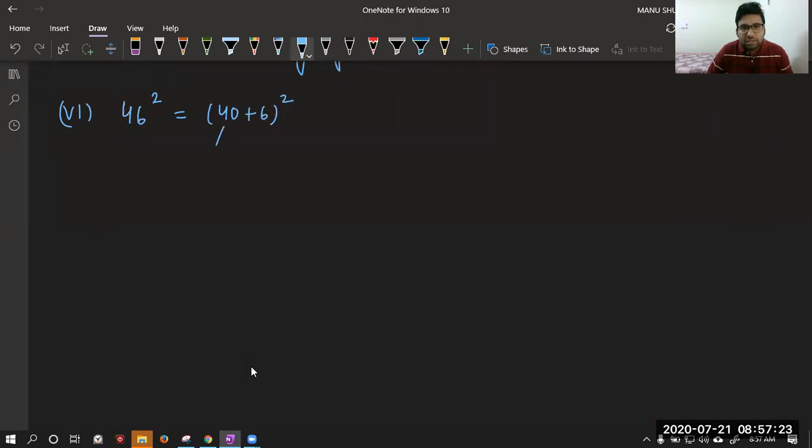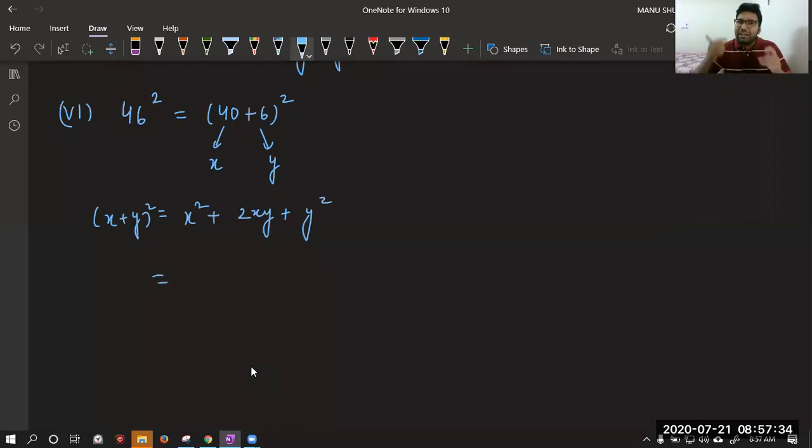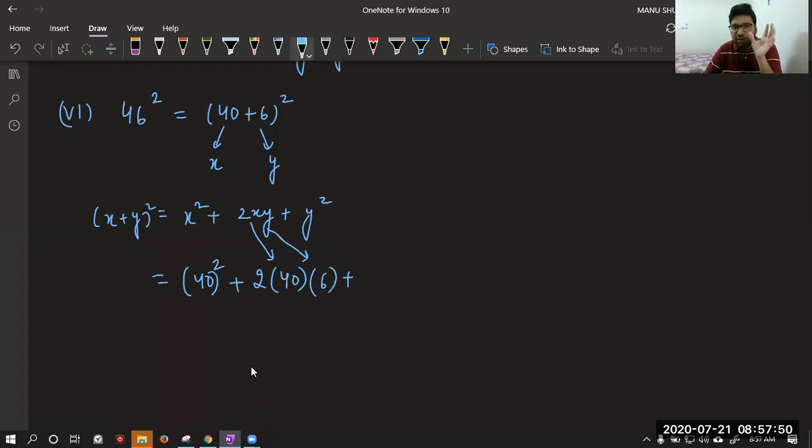So this is like x, this is like y. We know the formula of (x plus y) square is x square plus 2xy plus y square. Now put the values of x and y in brackets. X is how much? X is 40. Then we have 2, then x, put the value in bracket, 40. Then y, put the value in bracket, 6. Then y square, 6 square. Very easy. Now solve it.